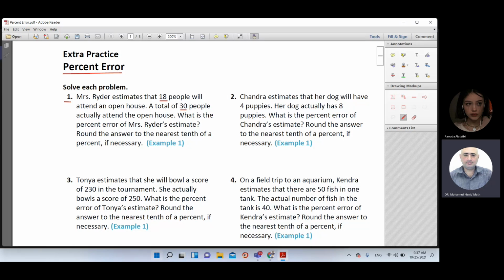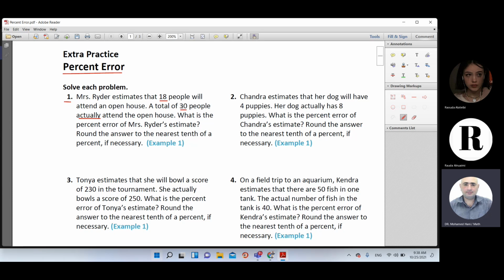But the next value here says actually. So this is more real than the first one. So at the first, we want to find the error. When you want to find the error, do the difference between the two values. So we can write 30 minus 18. 30 minus 18 will be 12. This is the error.